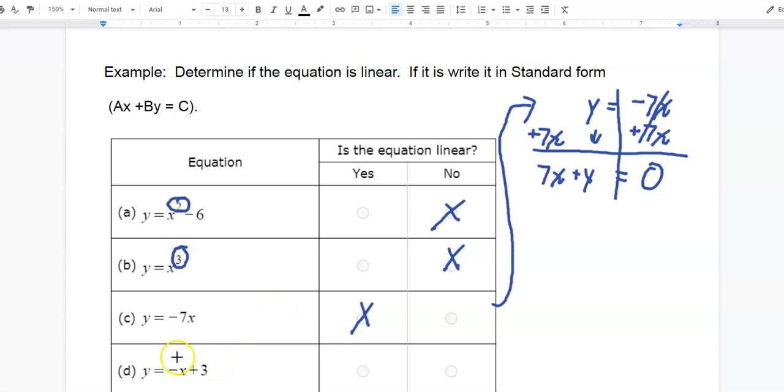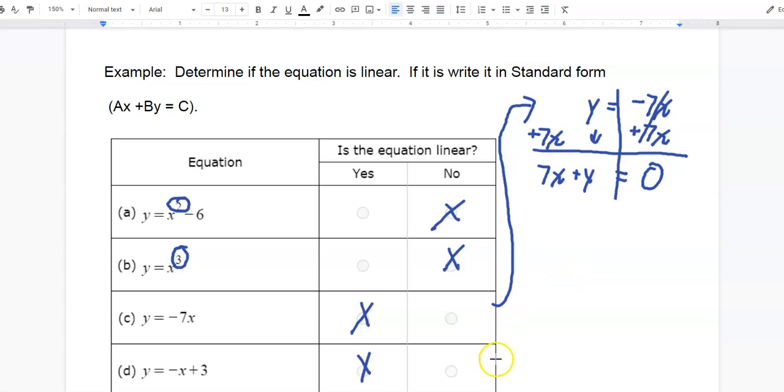Okay, do we have any exponents? We have no exponents on our variables. Do we have any variables multiplied together? We do not have any variables multiplied together. Do we have any variables in the denominator of fractions? We do not. And do we have any variables that are being used as exponents? Again, we do not. So that's going to be a linear equation.